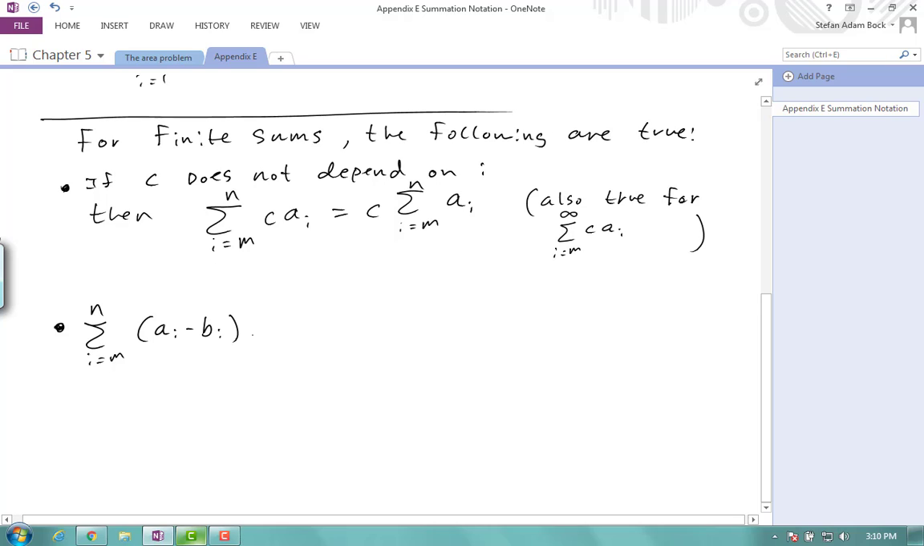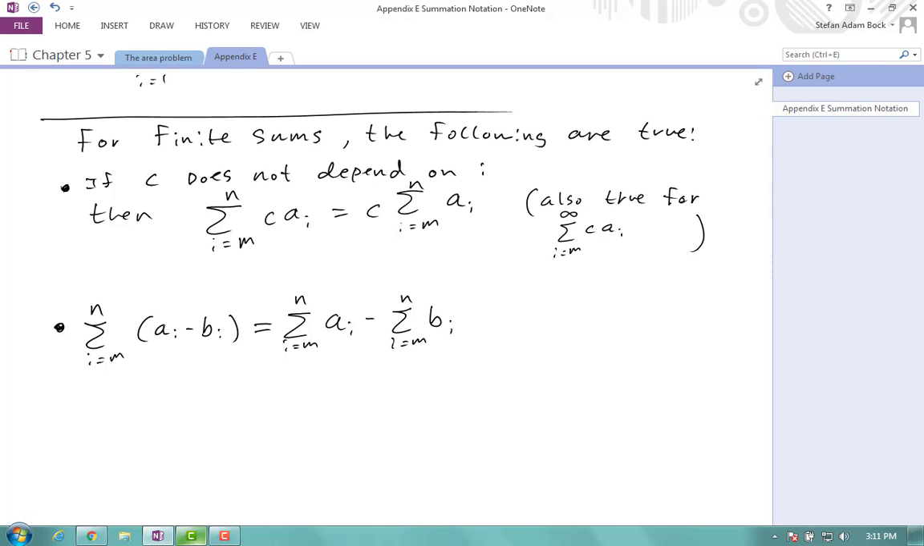If I have the sum of a difference of terms, both of which depend on i, then this is going to be the same thing as the difference of the sums separately. This is something which may not necessarily be true for infinite sums, because in an infinite sum, your sum might be infinite. And so I wouldn't be able to split it up like this, because infinity minus infinity is an indeterminate form. So there's a danger of that. So this is one of the points we have to avoid for infinite sums.